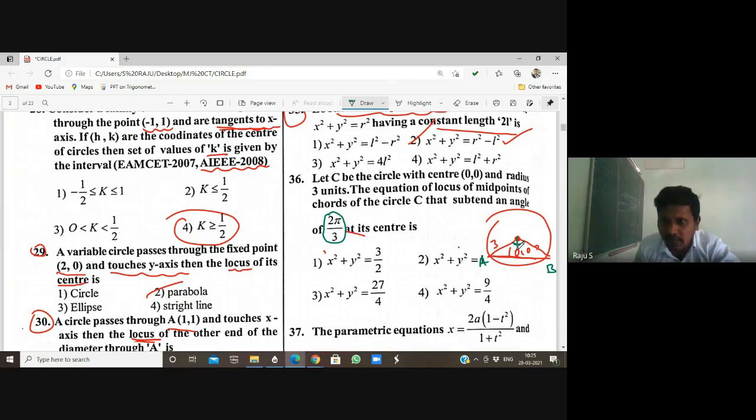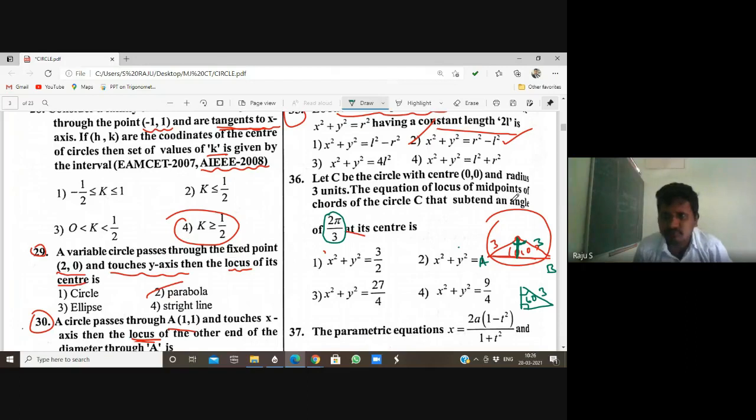So if I draw the line like this, what is the angle? Each angle is half of the angle. We get a triangle like this. What is the angle here? Angle will be 60. Radius is clearly 3 units. We know that hypotenuse is 3. This is a right angle triangle. Hypotenuse is 3. And we need to find what they are asking exactly, the equation of locus of midpoint.